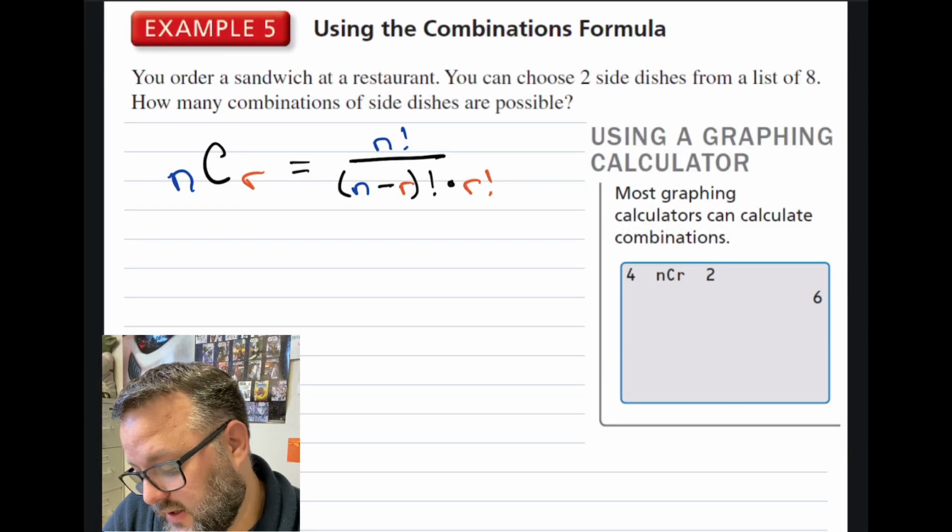We got example 5. You order a sandwich at a restaurant. You can choose 2 side dishes from a list of 8. How many combinations of side dishes?